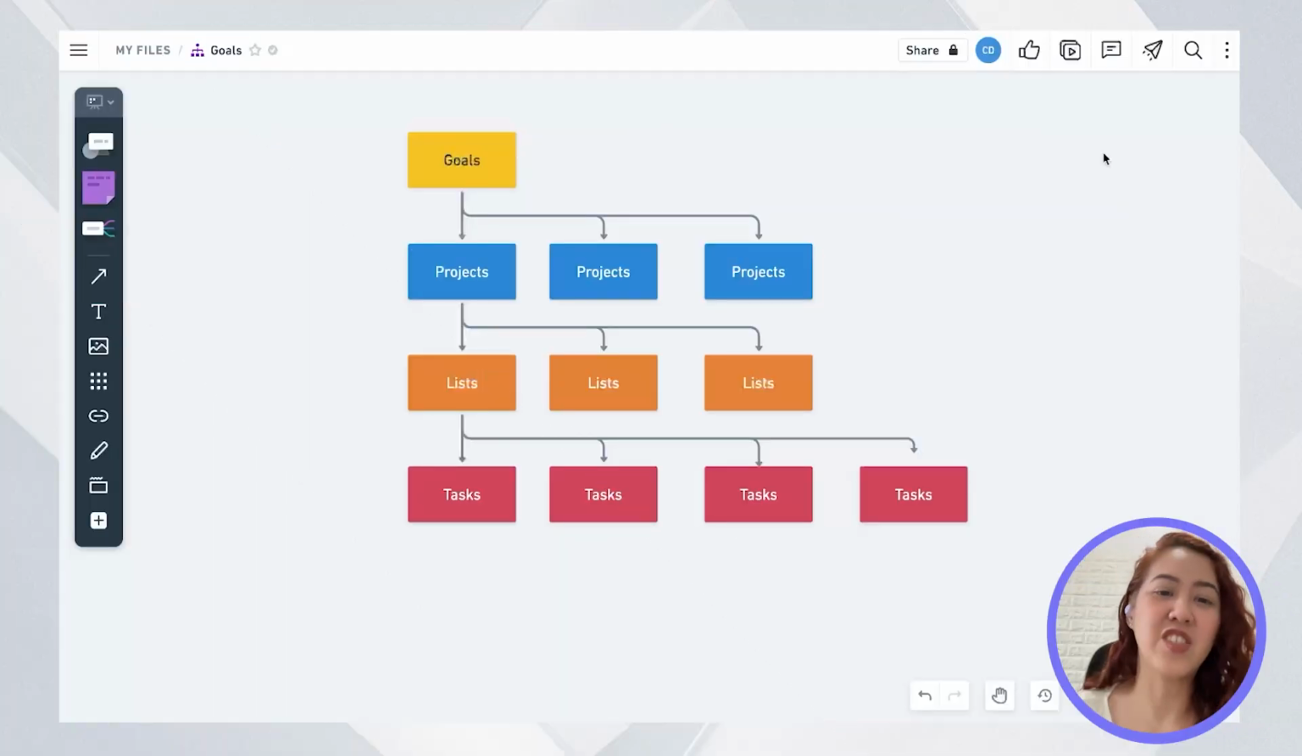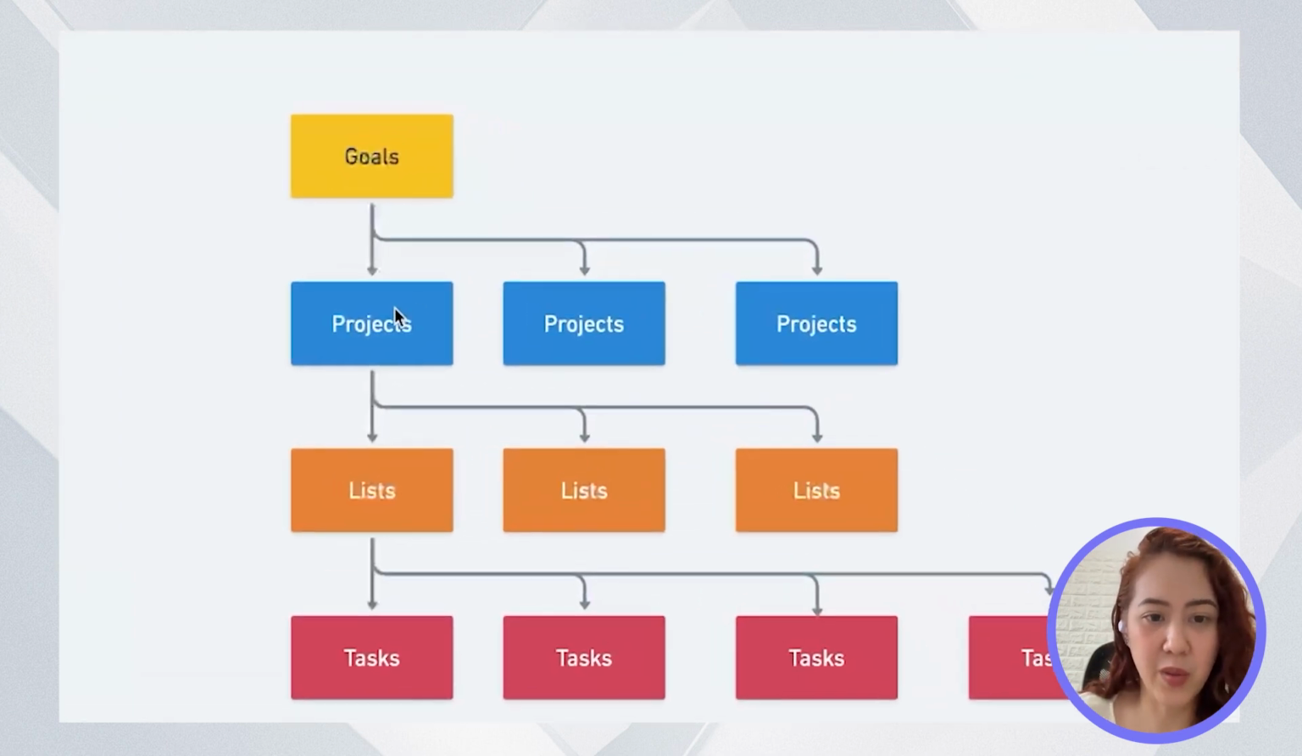Before we dive in, let's first differentiate what goals, projects, lists, and tasks are. Goals are specific, and we usually have one big goal. That could be anything, but for today, we'll just say we want to have consistent social media content creation. Below that goal, you can have more than one project to reach that goal.